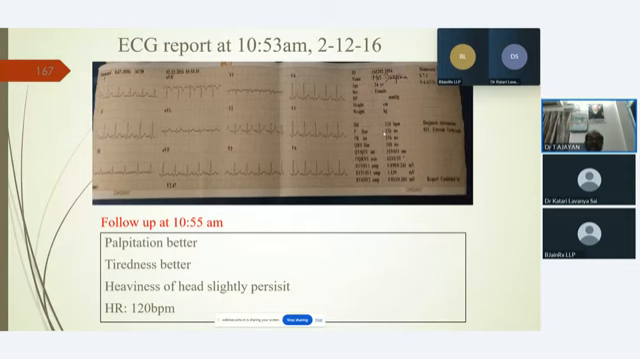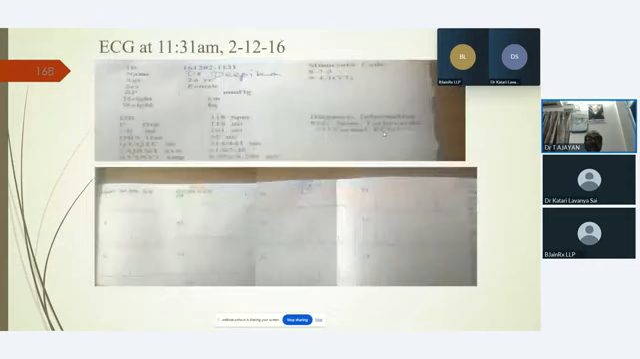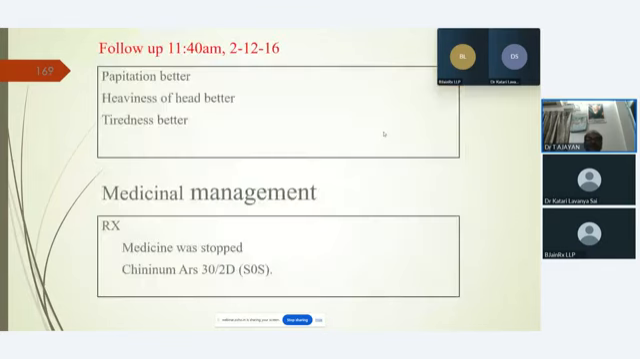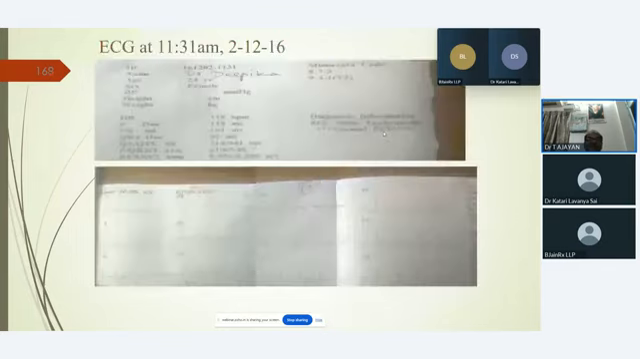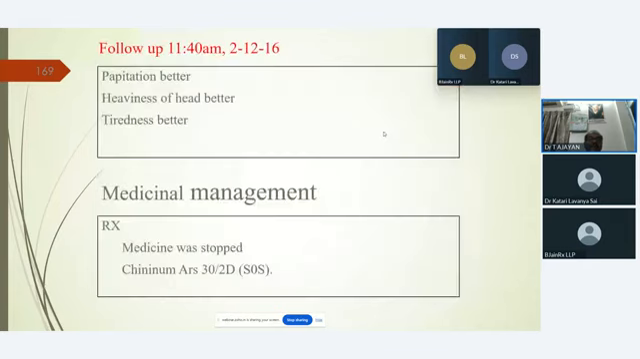Okay, then again we waited. Within a short time, the patient turned to normal, 119. Next, the patient's heart rate reached 72. Okay, this is one of the findings.